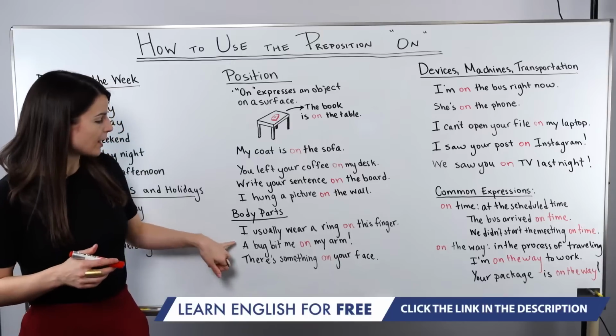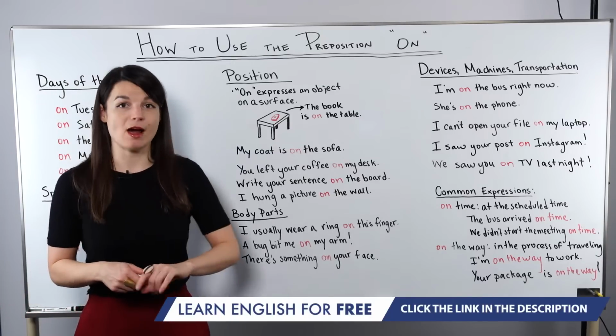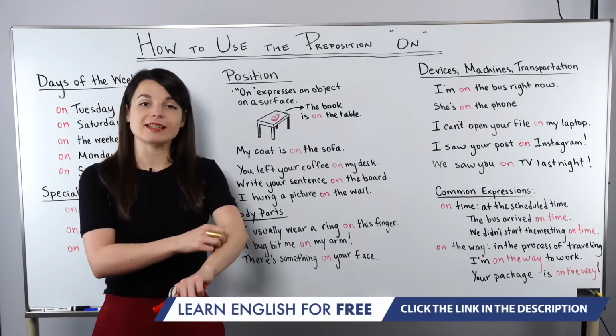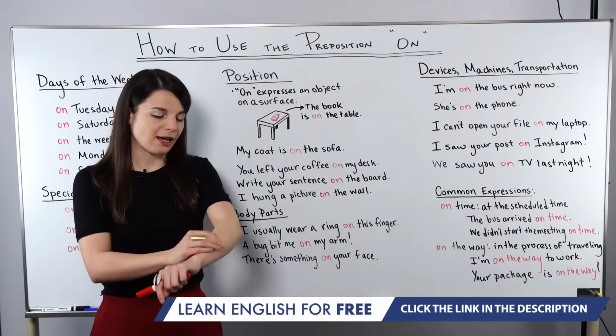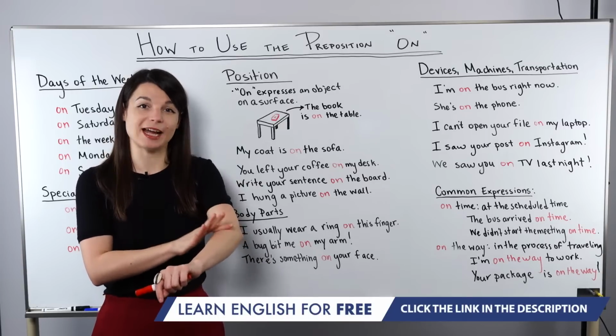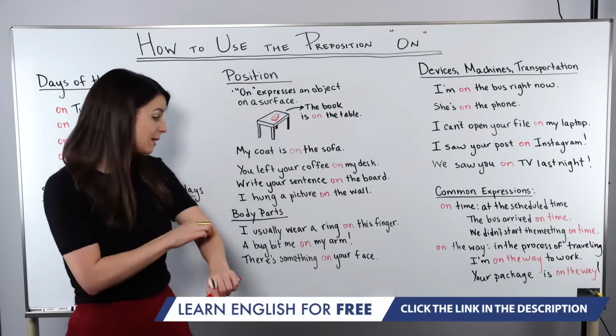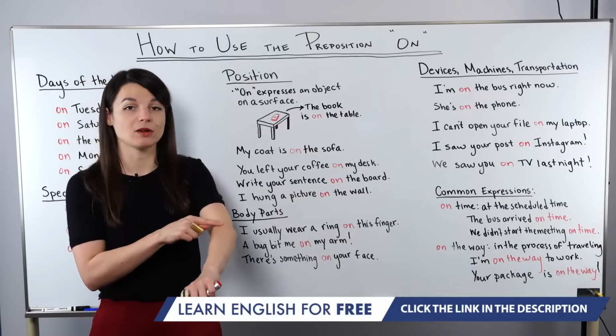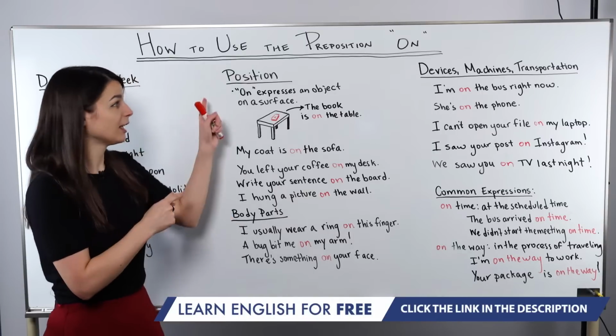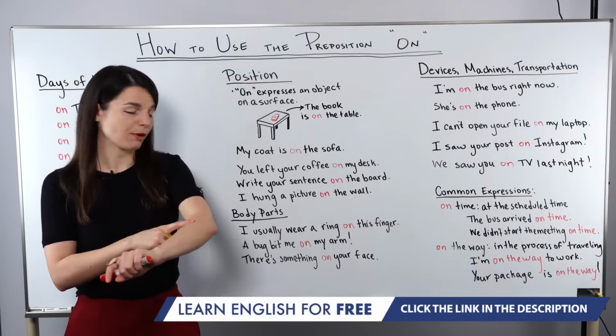Okay, another one. A bug bit me on my arm. So again, a place on the body, a place that something happened, like a contact point. So a bug bit me on my arm. So on shows like the location, the position on the body part.